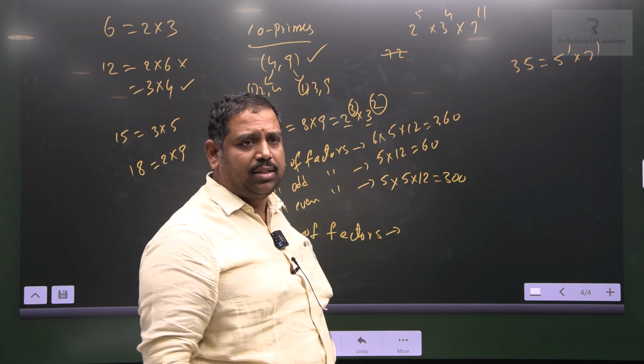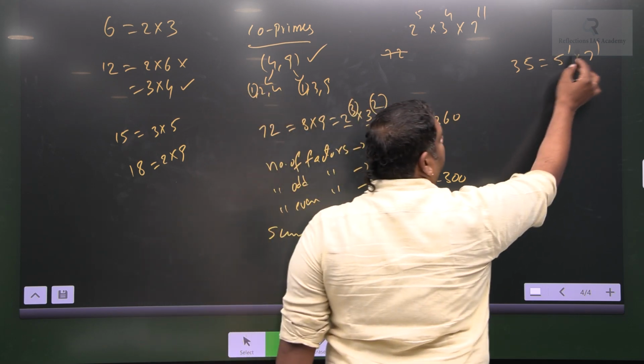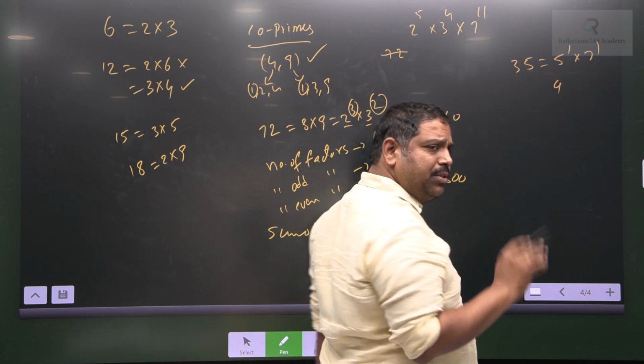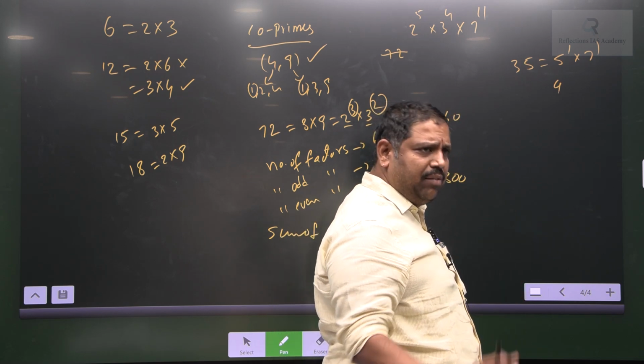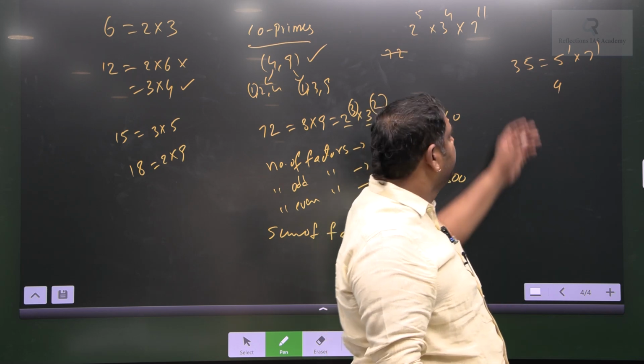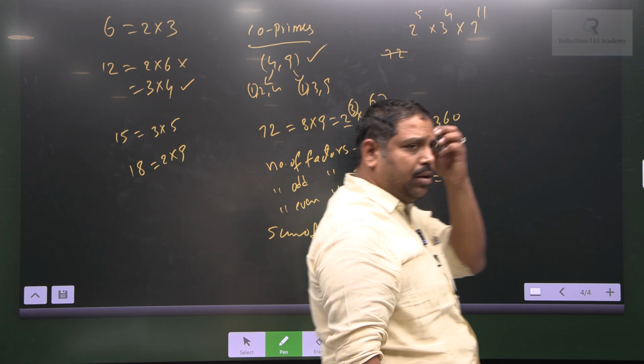If you want the number of factors, it means 1 plus 1, 2, 1 plus 1, 2, 2 2s are 4 factors. If you want number of odd factors, 4 are odd only. Even factors 0 only. Got all of you? Good.